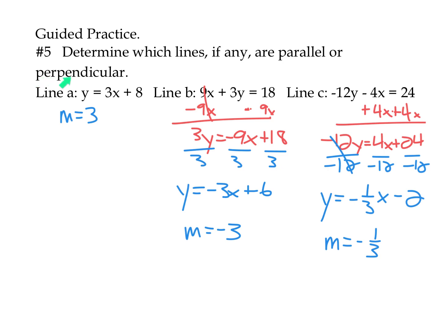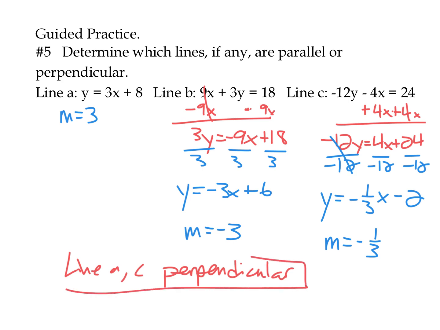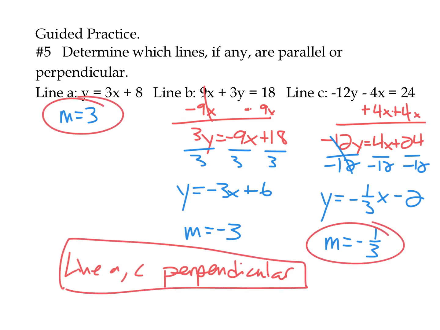Okay? Perpendicular lines have slopes that are opposite reciprocals. So let's see if any of these are opposite reciprocals. Well, negative 3 and 1/3, those are reciprocals, but they're both the same sign. So line A and C, however, are perpendicular. Line A and C are perpendicular because they have slopes that are opposite reciprocals. Right? One's 3 and one is negative 1/3. So lines A and C are perpendicular with those slopes. All right. So remember, parallel lines, exact same slope, perpendicular lines, opposite reciprocals.